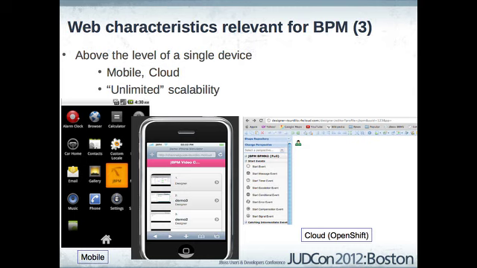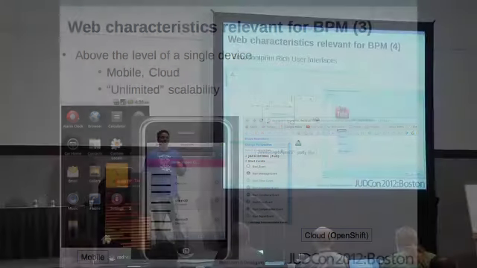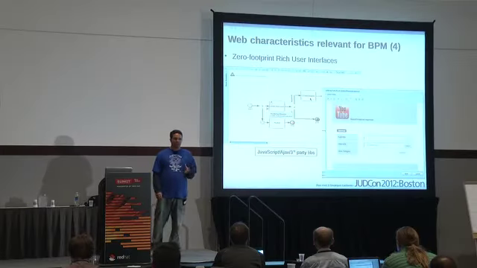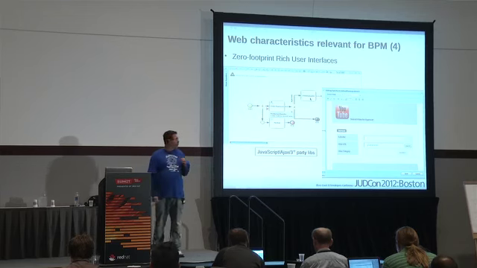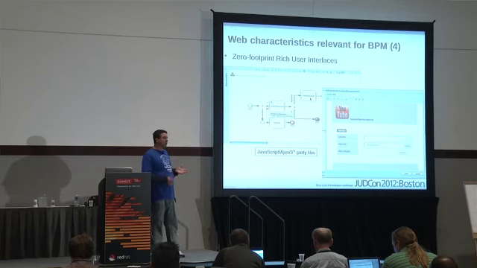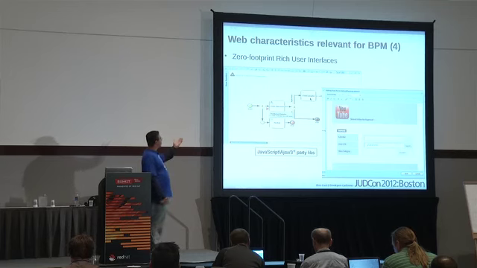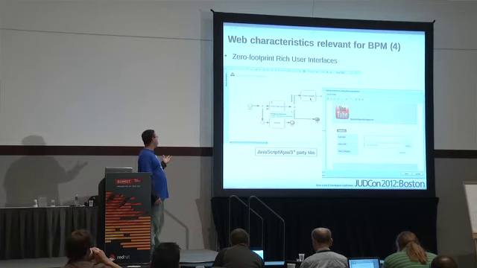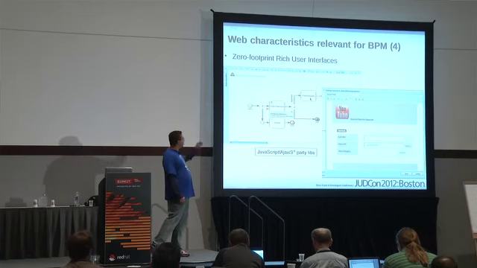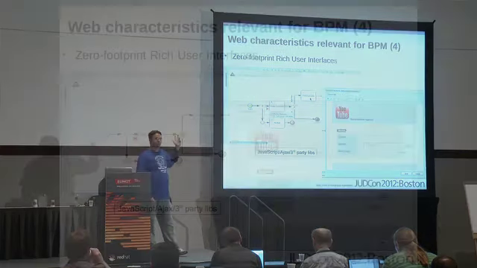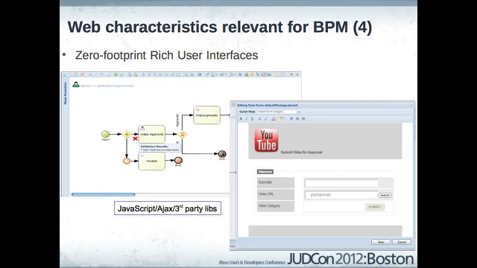Now, another thing we have on the web is a wide variety of tools and technologies that allow us to create very rich user interfaces, and we can take advantage of that. For example, in our web tooling, our process editor, we use JavaScript and Ajax, and that allows us to do cool things like visual process validation, which is instant, as you're modeling.